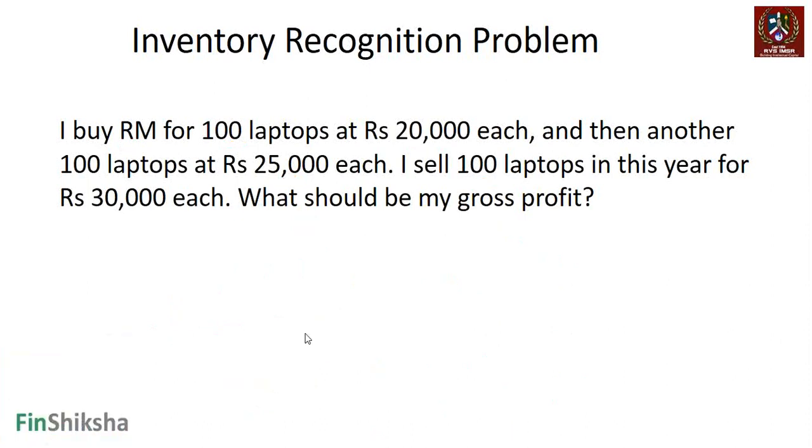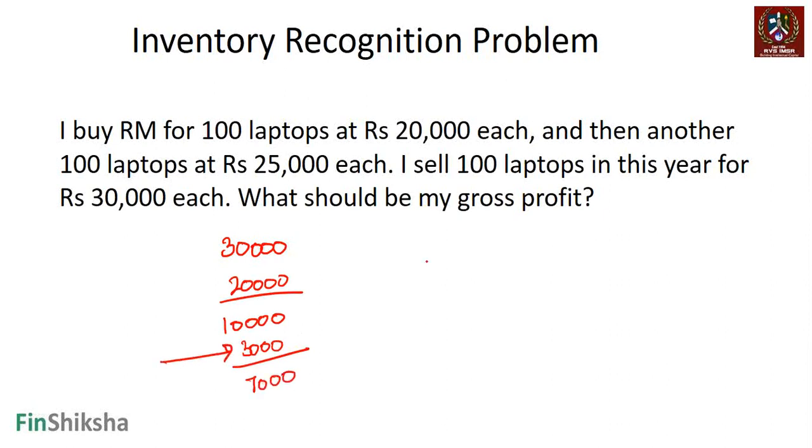So I'll just quickly erase this. So we are saying each laptop is sold for 30,000. If my cost is 20,000, my operating profit will be 10,000 and my tax payment will be 3,000, assuming a 30% tax, right? So I'm left with a profit of 7,000, but that's the tax payment, right?